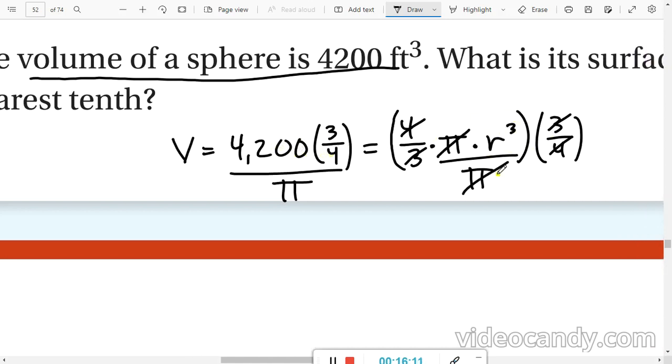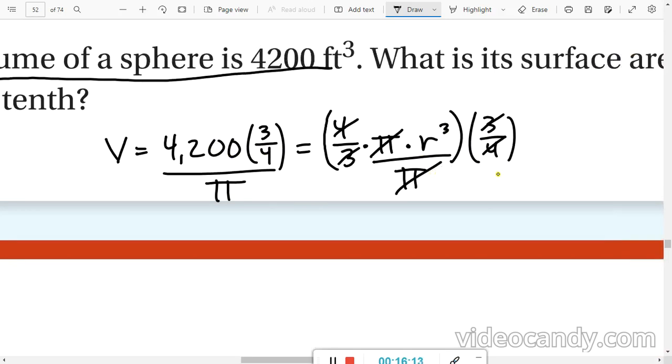In order to get rid of the third power, you want to take that r to the third and raise that to the power of 1/3. So you do that to both sides. You apply that exponent of 1/3 to both sides, and that is going to give us the radius. So let's do this on the calculator.